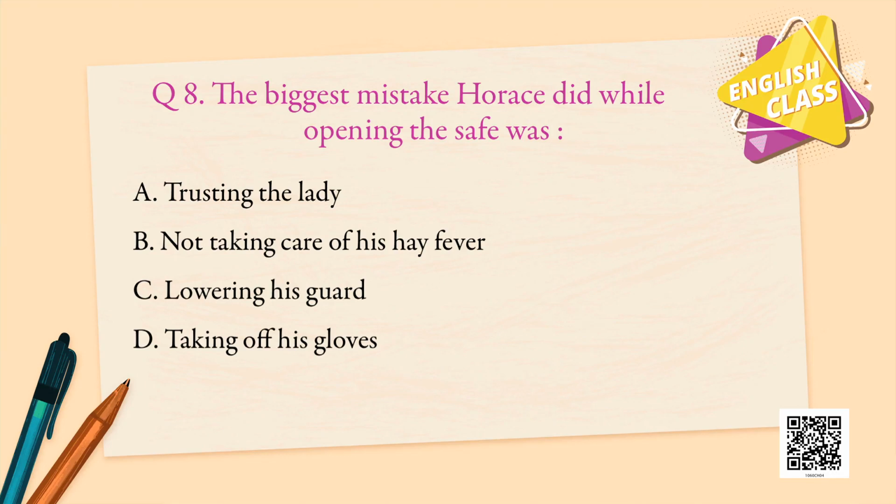Question number 8. What is the biggest mistake Horace did when opening the safe? 1. Trusting the lady. 2. Not taking care of his hay fever. 3. Lowering his guard. 4th. Taking off his gloves. Now, you might feel that all the options are correct, but you have to mark only one. Pay close attention and check. Yes, the right answer would be taking off the gloves, because if he hadn't taken off the gloves, there would be no fingerprints, and if there were no fingerprints, he would not have been arrested.